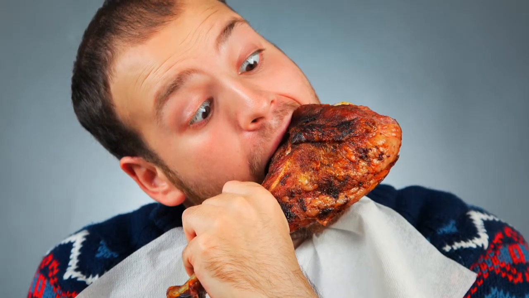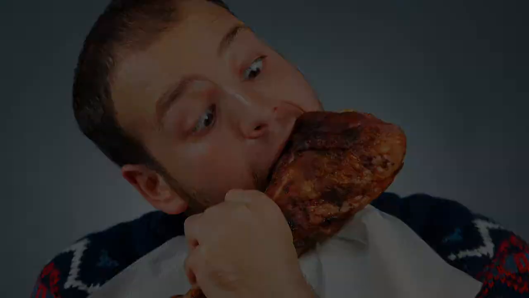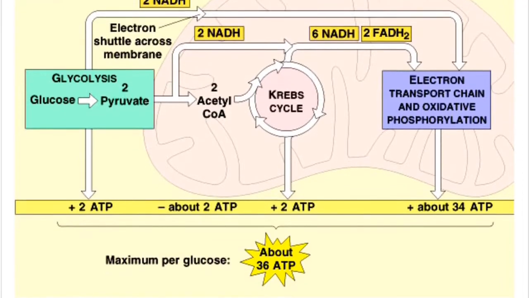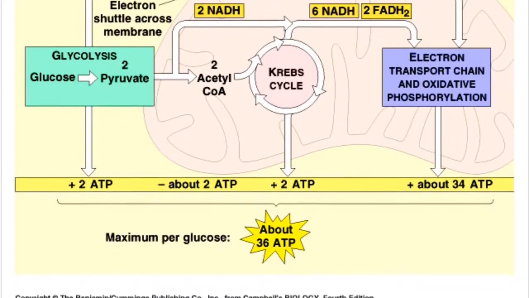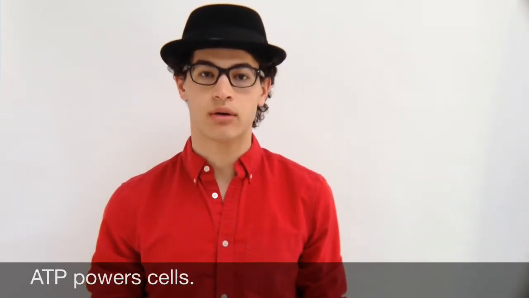You fill up your car with gas to power it. You plug your phone into the wall. But what powers you? You eat food, which is then broken down by a process called cellular respiration. Cellular respiration takes food, primarily glucose, and breaks it down into a molecule called adenosine triphosphate, or ATP. ATP can be used by the cell to power it.